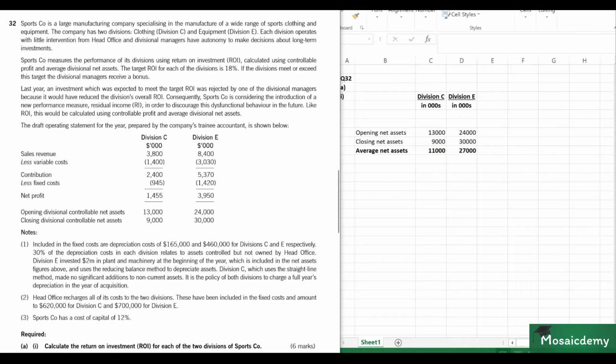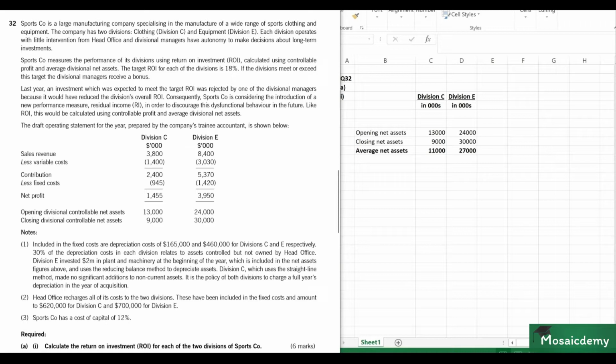Included in the fixed costs are depreciation of 165,000 and 460,000 for Division C and Division E respectively. 30% of the depreciation cost in each division relates to assets controlled but not owned by the head office. Okay, so 30% of the depreciation cost in the fixed cost are controlled by the head office, right? So we have to exclude them from the calculation.